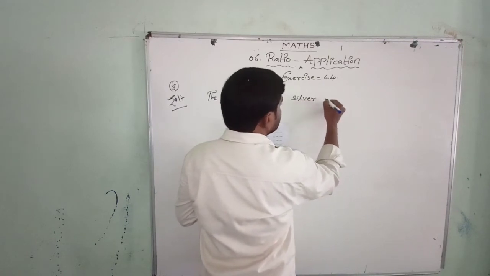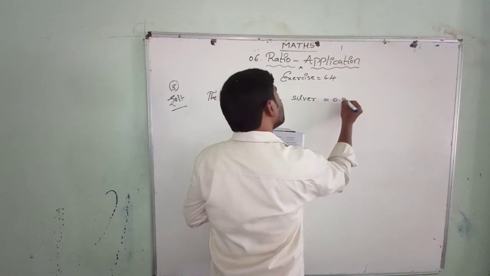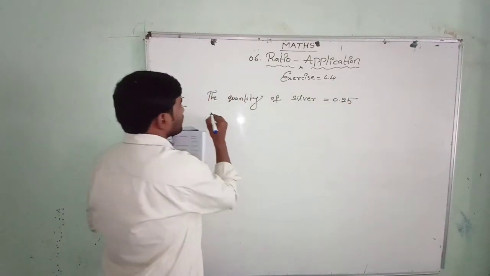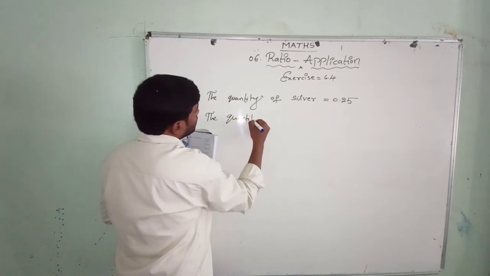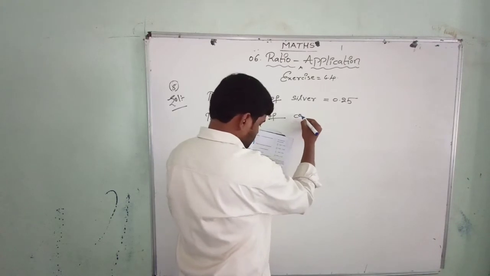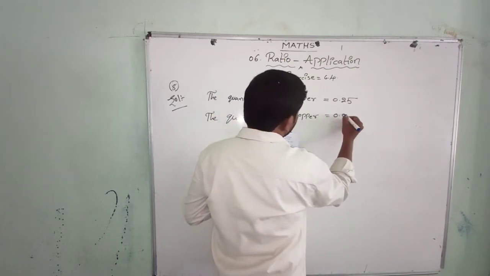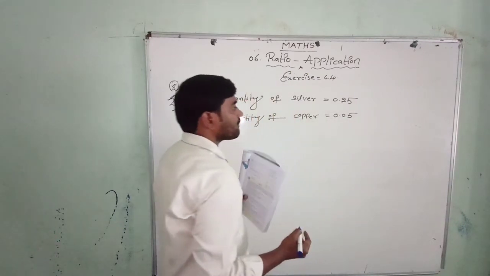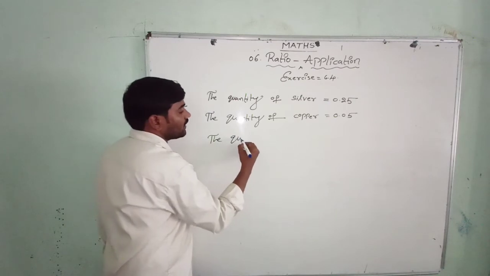The quantity of silver in 1 gram gold is 0.25. Then the quantity of copper is 0.05. Then we find out the quantity of gold.